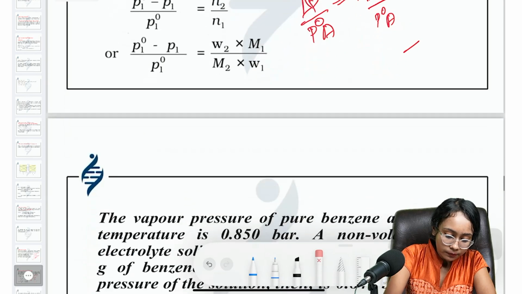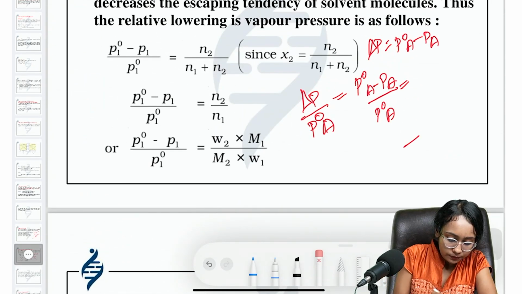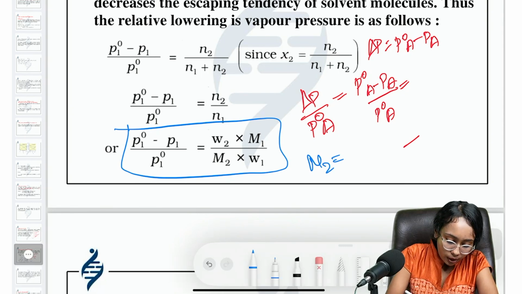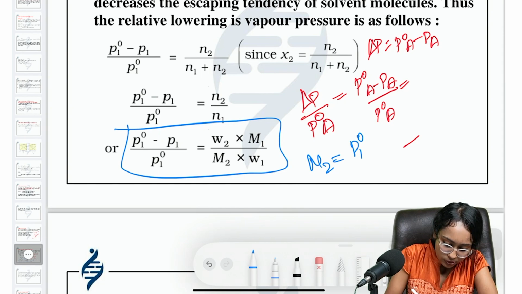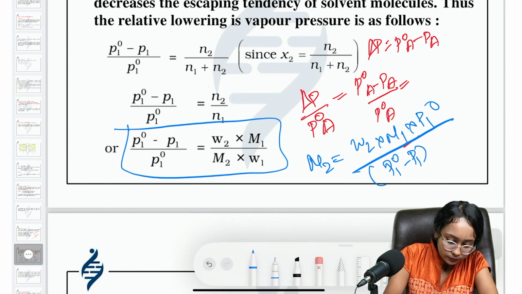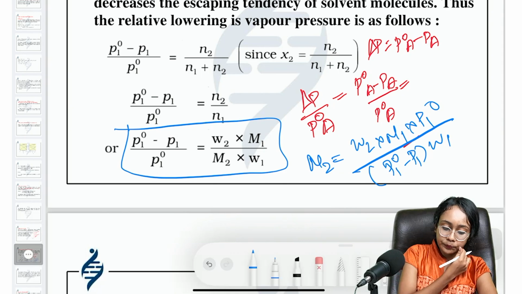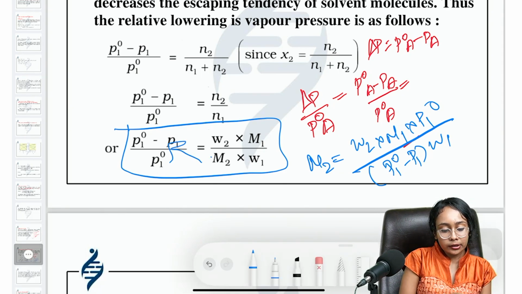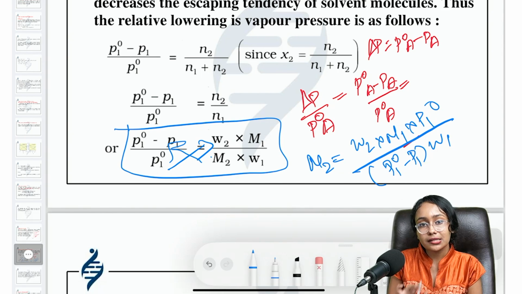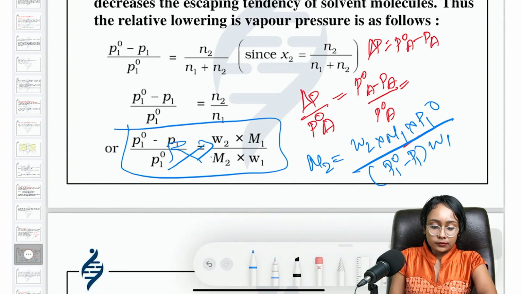So substitute this here in the position of N2 by N1. What do we get? We get this equation: P1 naught minus P1 divided by P1 naught equal to W2 into M1 by M2 into W1. From this we can find M2. M2 equal to W2 into M1 into P1 naught divided by P1 naught minus P1 into W1. Taking M2 to the numerator, we get M2 equals P1 naught into W2 into M1 divided by P1 naught minus P1 into W1. This is the equation to find molar mass in the case of relative lowering of vapor pressure. Hope the derivation is clear.